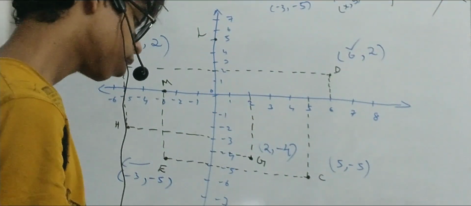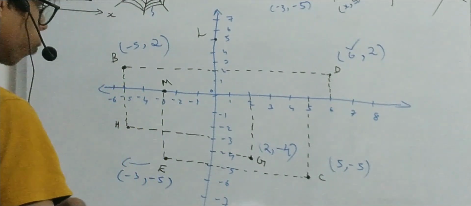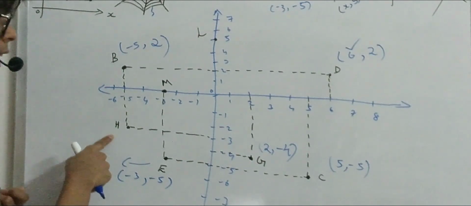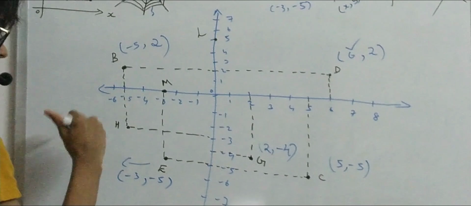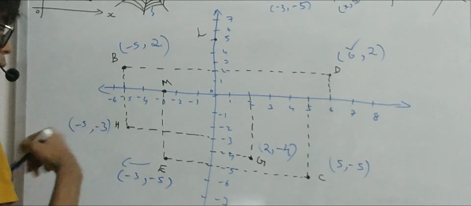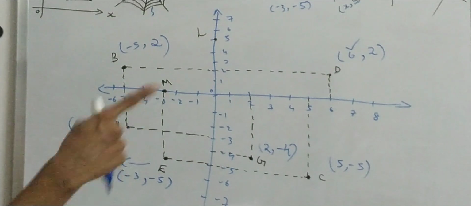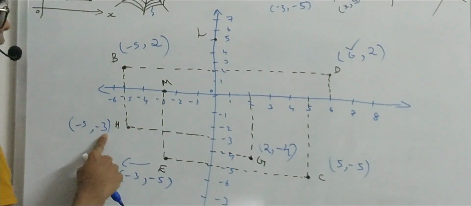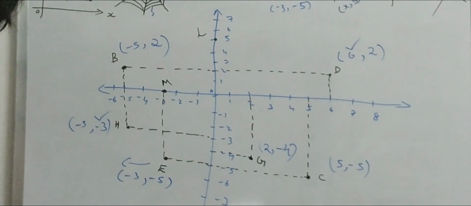The next one, the sixth one, is the ordinate of the point H. Here the point H lies over here. First of all, the ordered pair will be -5, -3. First look at the x-axis, -5, then the y-axis, -3. Now the question is asking you to find the ordinate. Ordinate means the y-coordinate, the second thing that you write. So -3 will be the ordinate. Okay, I hope it is clear.